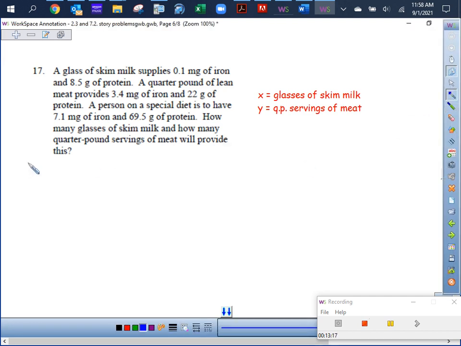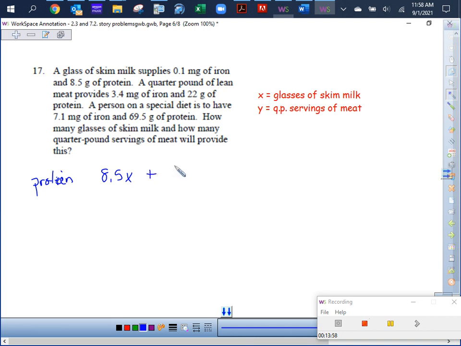So if it helps you to make notes, let's start with a protein equation. Protein plus protein should equal protein kind of thing. I might have spelled it wrong, but still. So let's go with the skim milk. Skim milk gives us 0.1 milligrams of iron, don't care about that, and 8.5 grams of protein. So protein, don't I get 8.5 from milk? What can I put next to that? X. Every time I drink a glass of milk, I'd get 8.5 grams of protein, since X is how many glasses of milk.